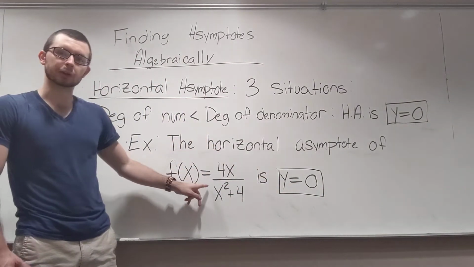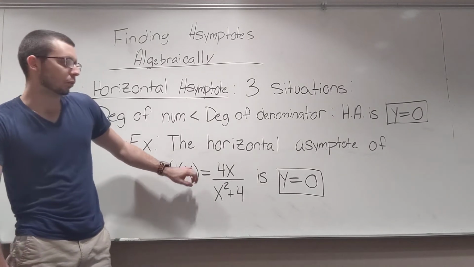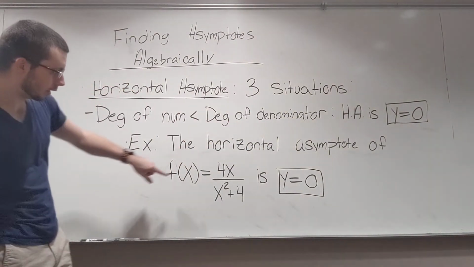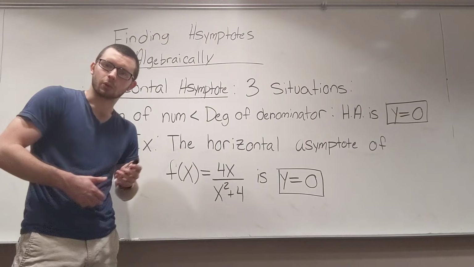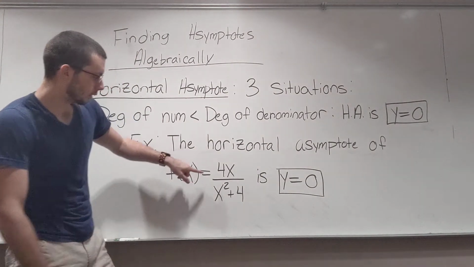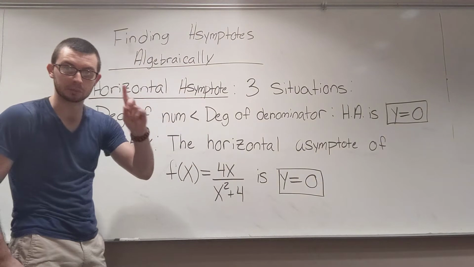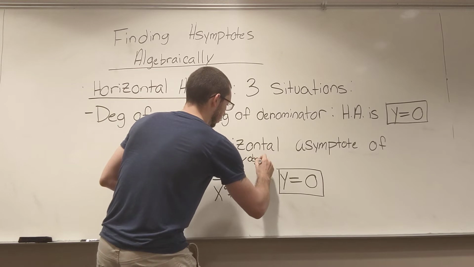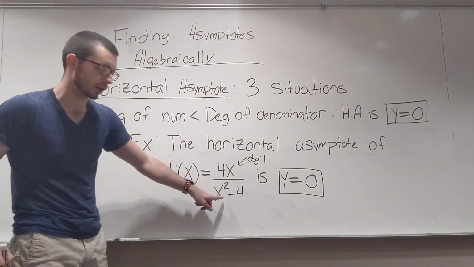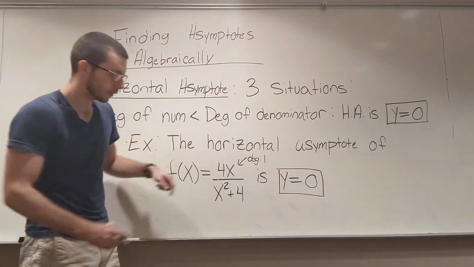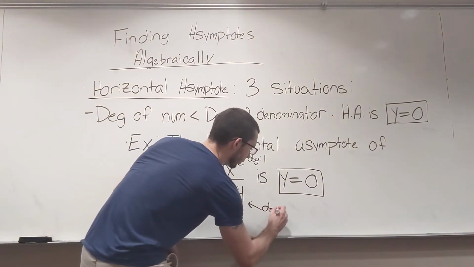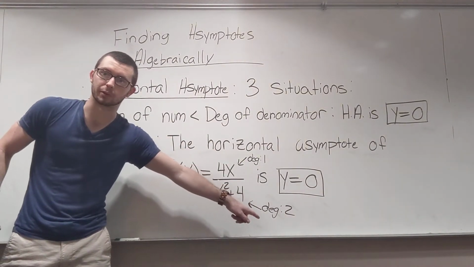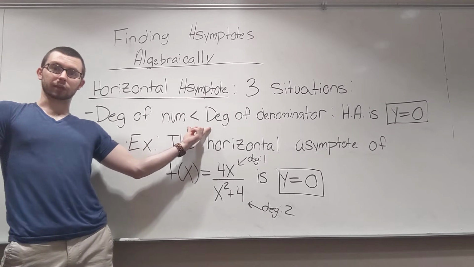So we need to look at this function and consider to ourselves, well, what's the degree of the numerator? What's the degree of the denominator? And the degree, remember, the degree represents the largest exponent. The largest exponent in the numerator is understood to be 1. So the degree of the numerator is 1, and the degree of the denominator, it's 2. So that's why it falls under the first condition. That's why the degree of the numerator is smaller than the degree of the denominator, as this rule states.